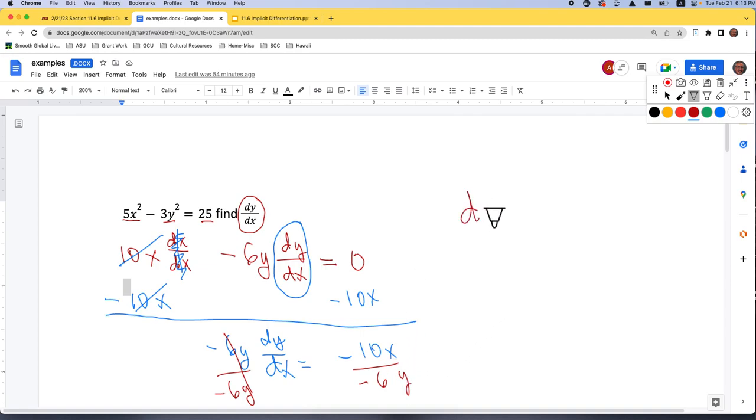So we'll write it up here, dy dx. I'll reduce this because 2 goes into both of these, so that's going to be 5/3. And the negative divided by the negative is positive. So 5x over 3y. We've got its derivative. Okay, so that's what we're doing now.